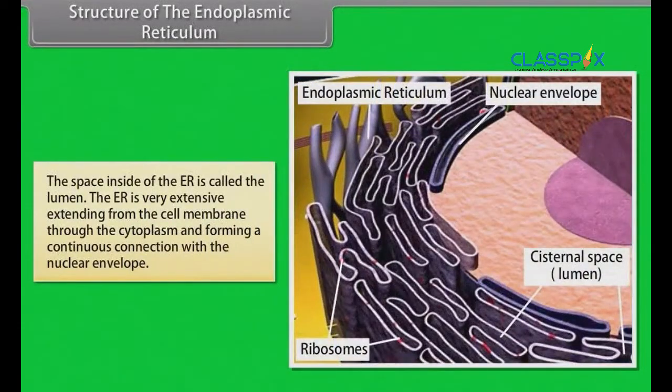The space inside of the ER is called the lumen. The ER is very extensive, extending from the cell membrane through the cytoplasm and forming a continuous connection with the nuclear envelope.